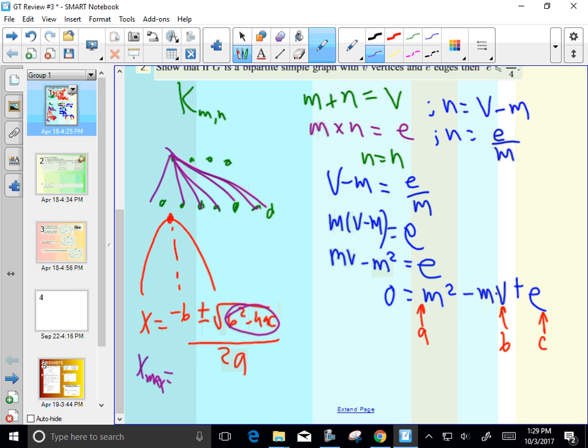And the max, x max, happens where? If this goes to 0, what's left? Negative b over 2a. That's the x value of the max. Write that down. And now we're going to find... Huh? Why does it go to 0?